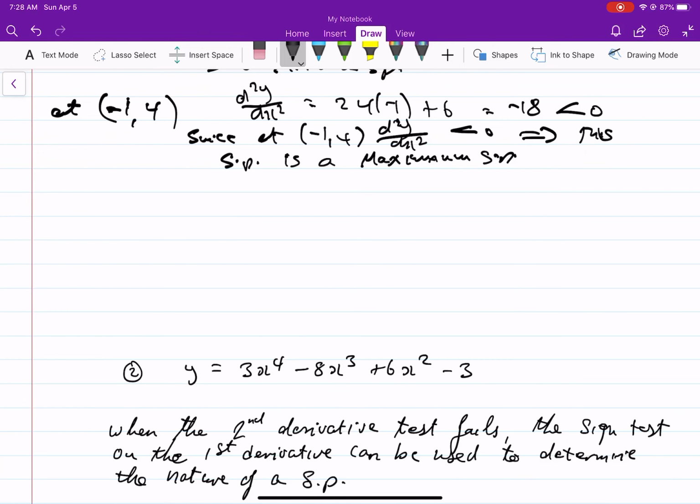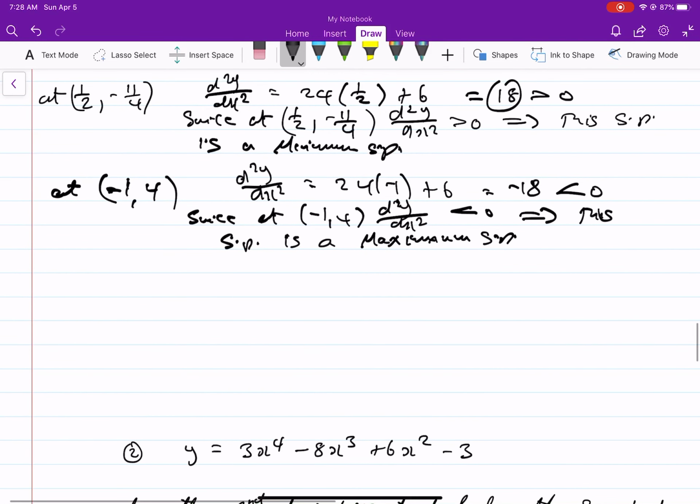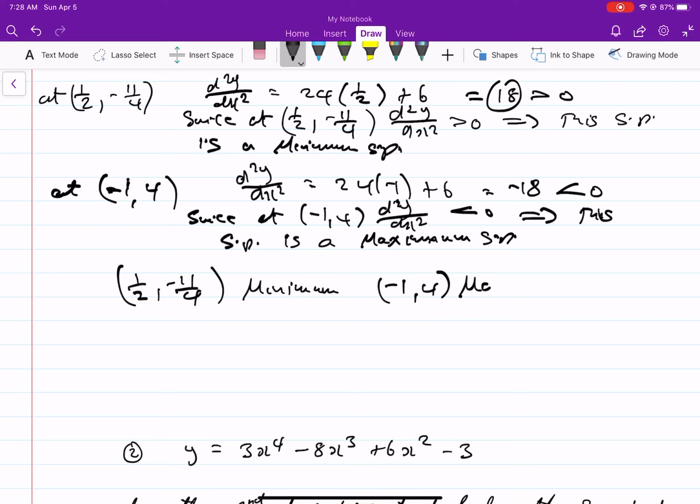Okay, so 1/2 minus 11/4 is a minimum, and minus 1 and 4 is a maximum. Each stationary point and the nature of the stationary point, there, I've answered that question.